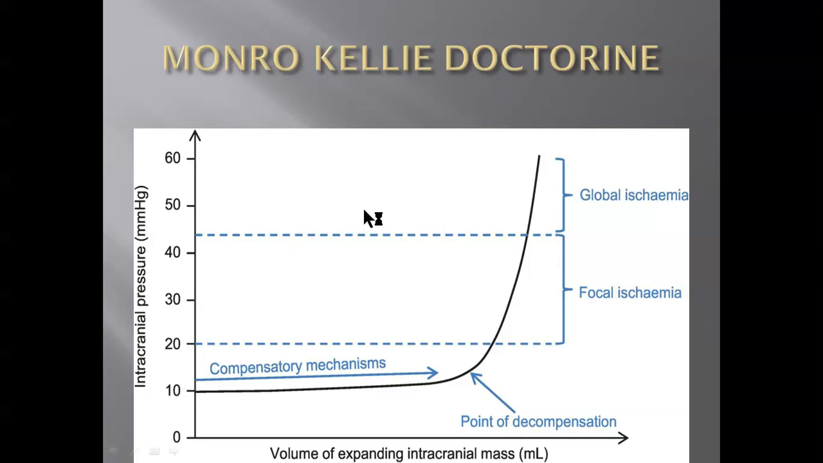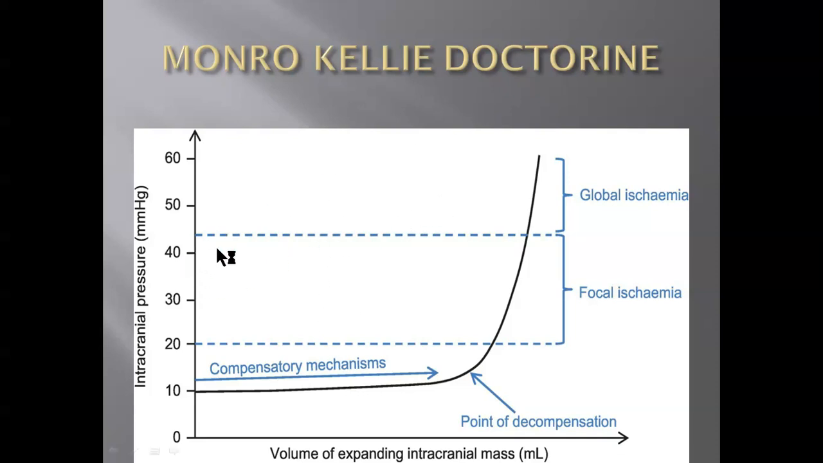The cranium is a closed space with these three constituents. So if any one of those constituents, either blood, brain, or CSF, increases, the other two should decrease. Because if one of them is increased, of course, to remain in that space, the other two will decrease.